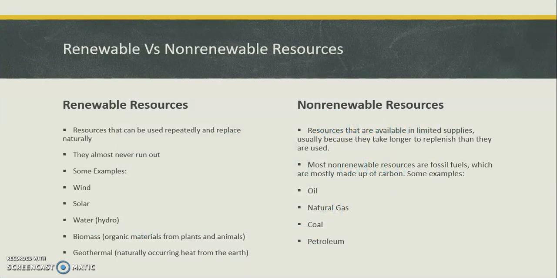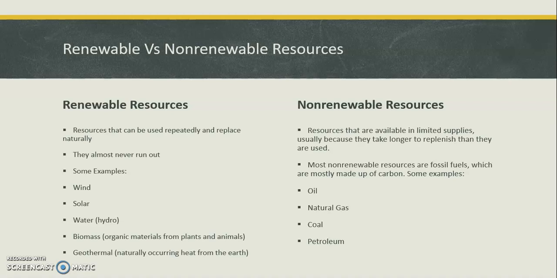Now we will learn about renewable and non-renewable resources. Renewable resources can be used repeatedly and replaced naturally and timely. They almost never run out. Some examples of renewable resources would be wind, solar, water, known as hydro, biomass, which is organic materials from plants and animals, and geothermal, which is naturally occurring heat that comes from the earth. These can be used to create different energy and generate electricity like heating and lighting homes, water heating, and more.